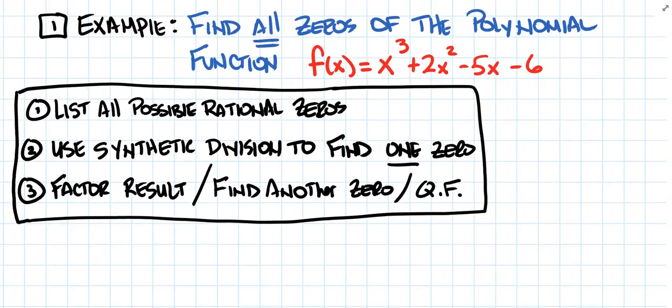Example 1: we are going to find all of the zeros of the polynomial function f of x equals x to the third plus 2x squared minus 5x minus 6. We're going to do this not by graphing or factoring by grouping, because we can't in this case, but we're going to use a completely new technique to do it. We're going to follow these 3 steps right here.